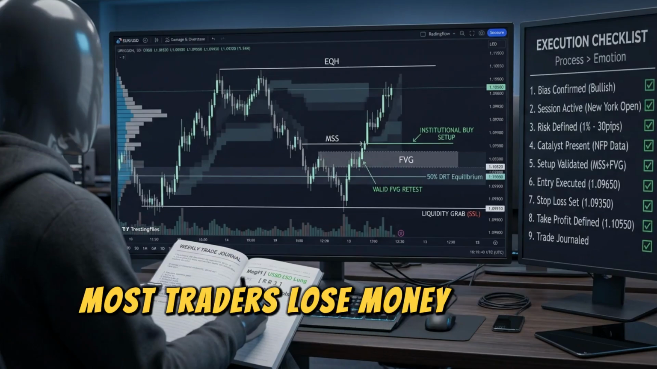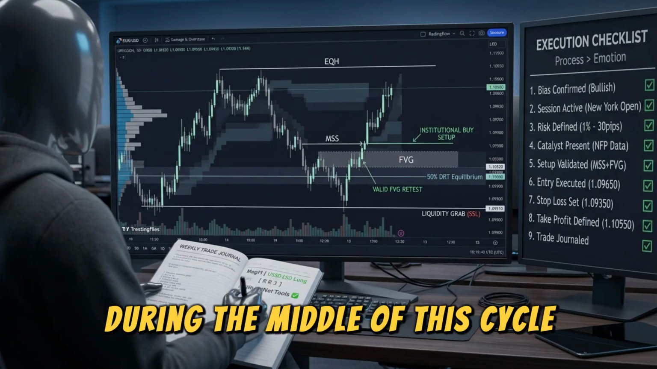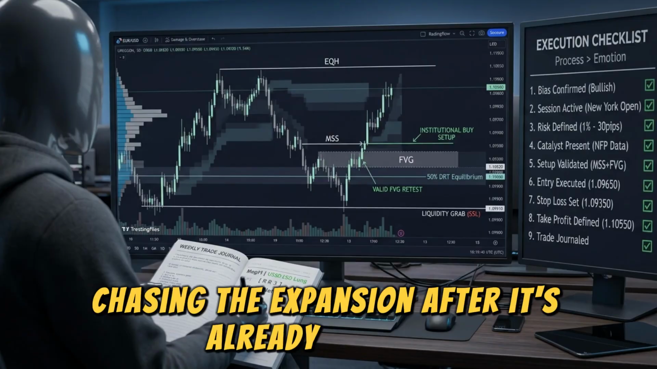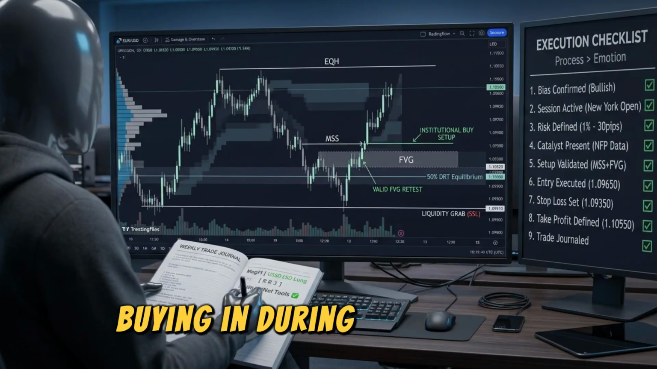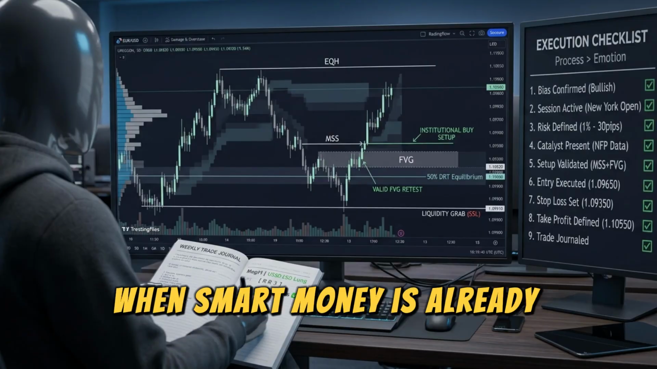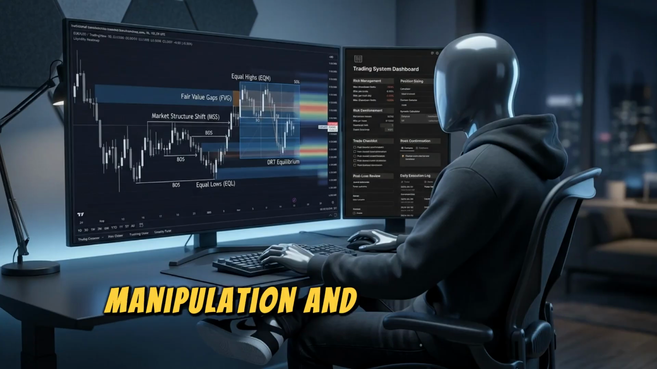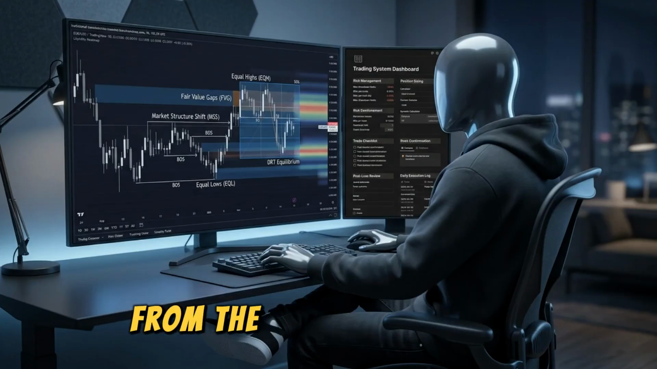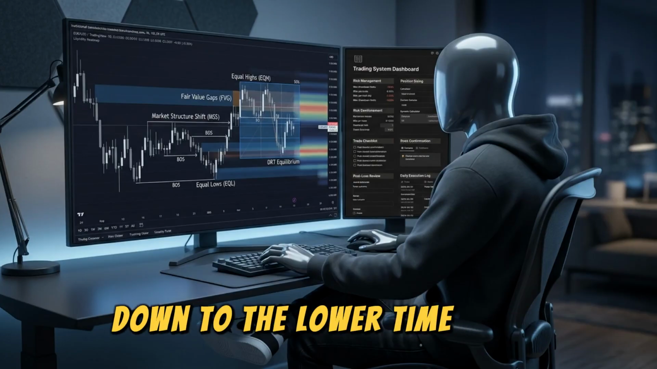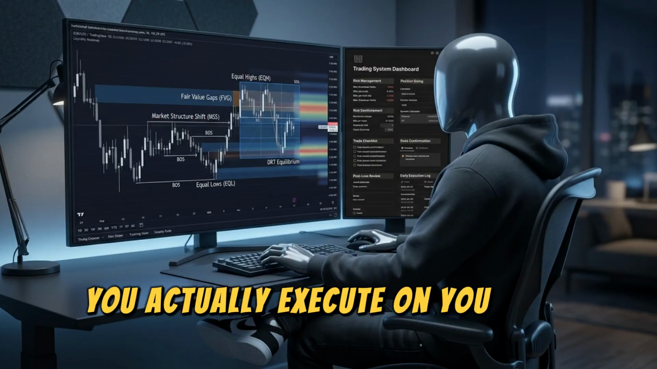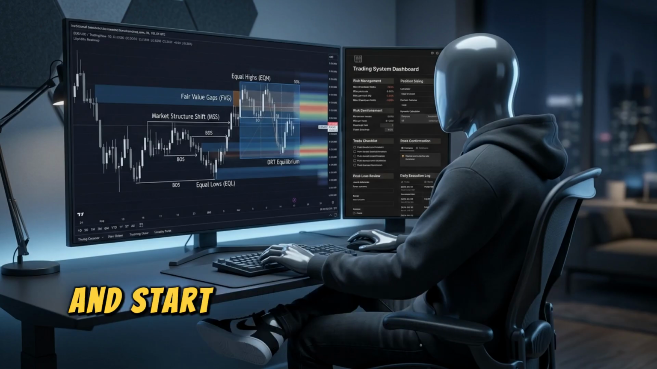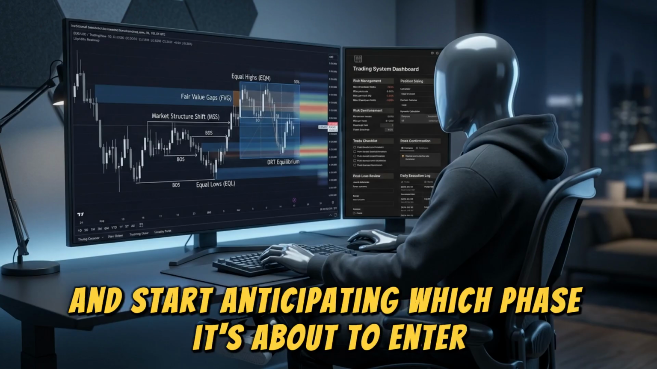Most traders lose money because they jump in during the middle of this cycle, chasing the expansion after it's already extended, buying in during distribution when smart money is already offloading into them. Once you can map accumulation, manipulation, and distribution fractally, from the higher time frame down to the lower time frame you actually execute on, you stop reacting to price and start anticipating which phase it's about to enter next.